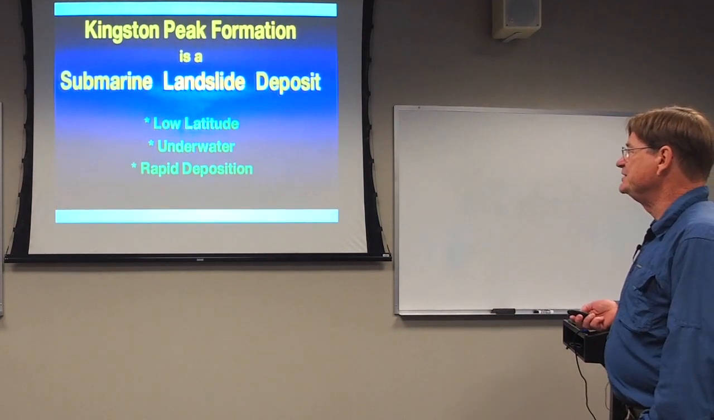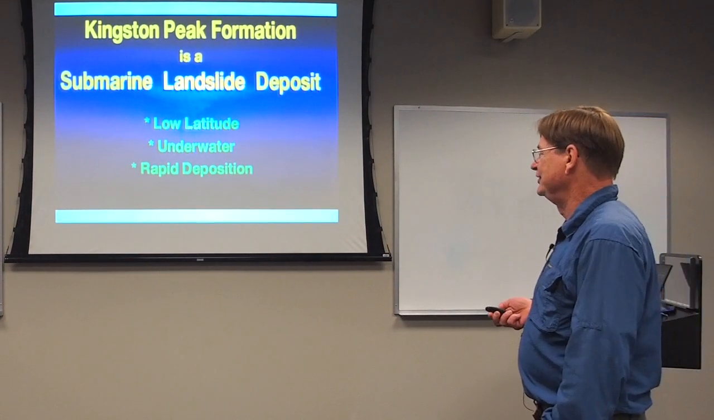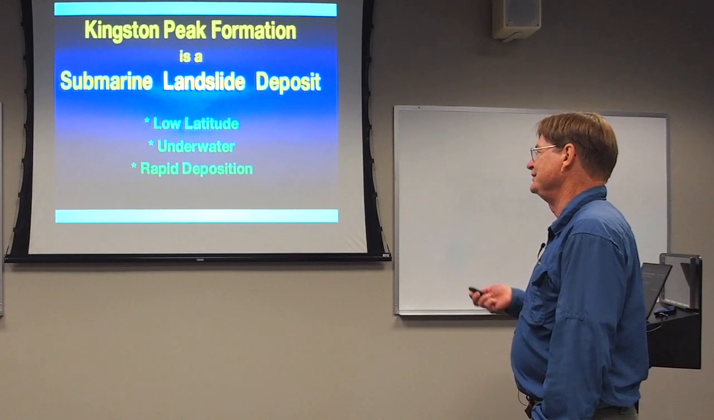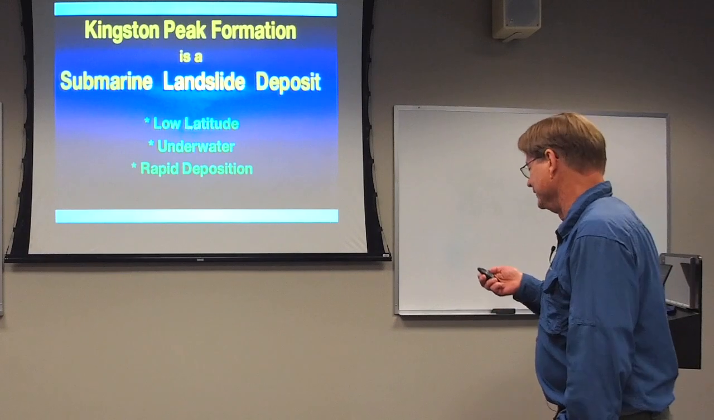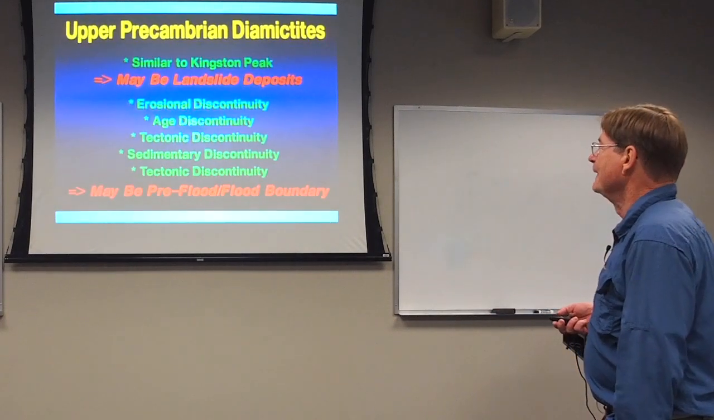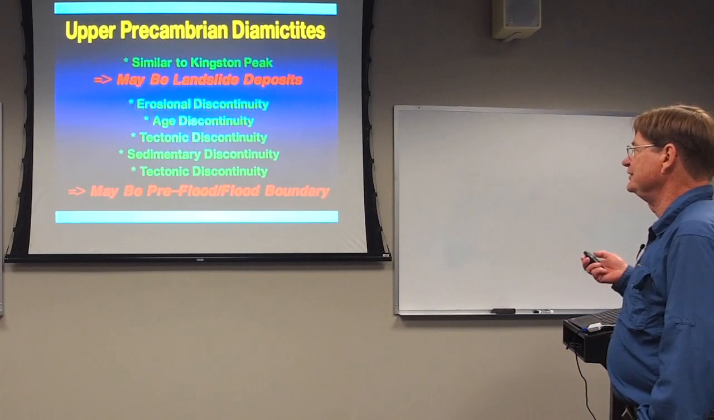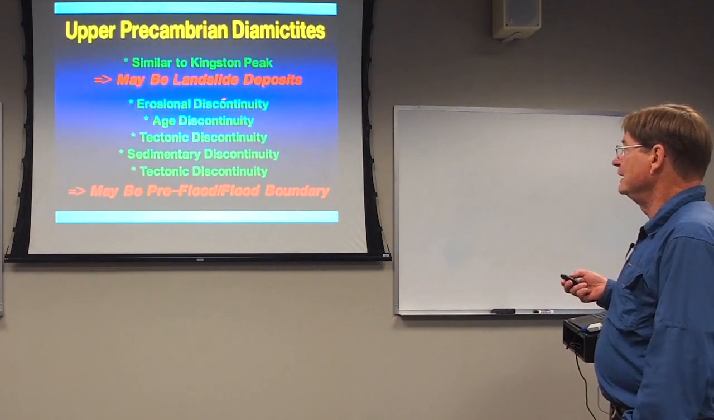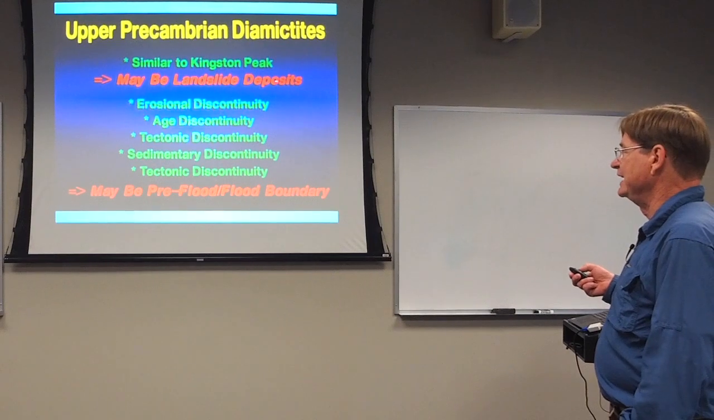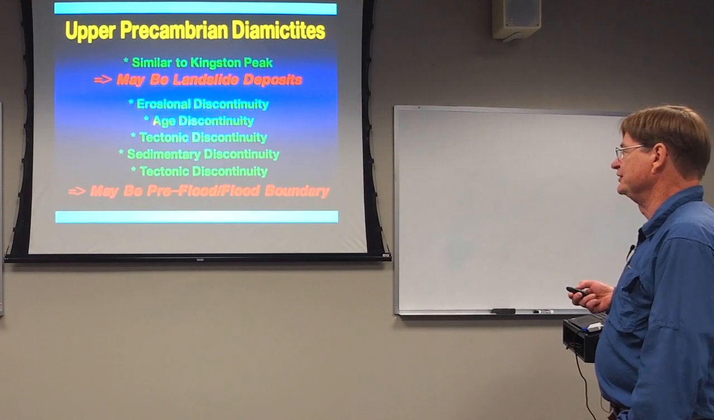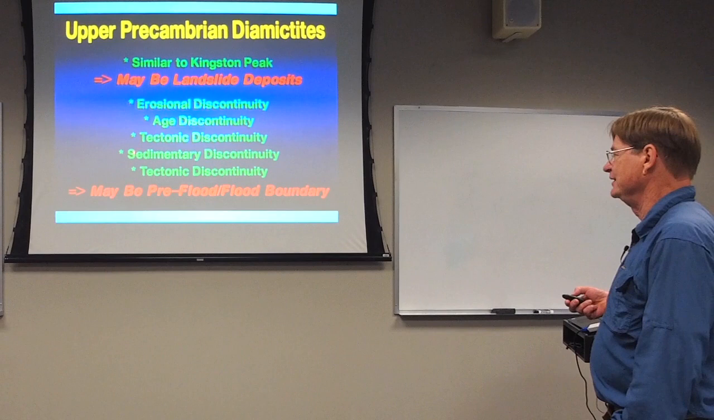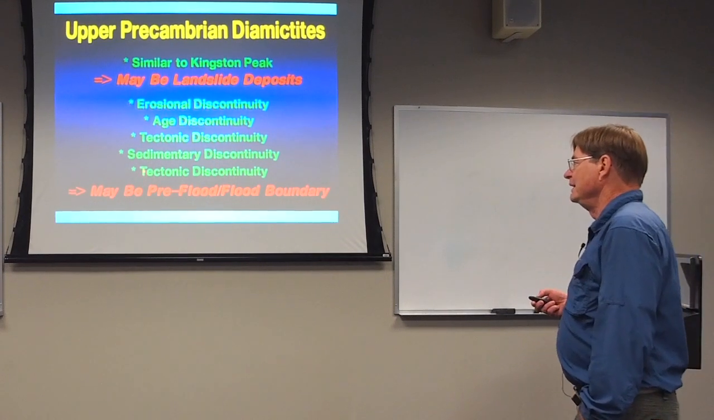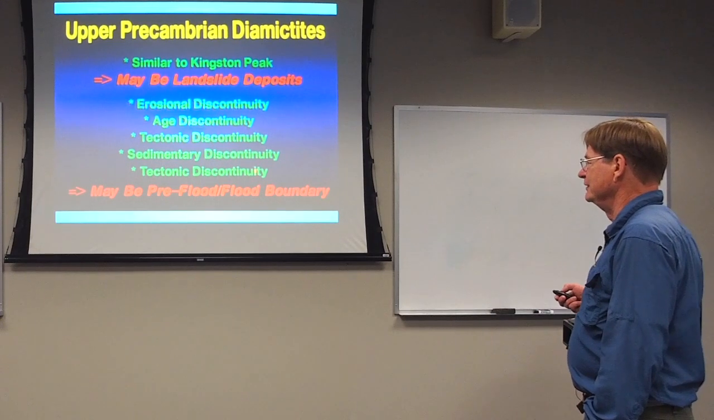So Kingston Peak Formation is a submarine landslide deposit. It's underwater, rapid deposition. Oh man, it's not a glacial deposit like some have said. The upper Precambrian diamictites, similar to Kingston Peak, maybe landslide deposits. So that's erosional discontinuity, age discontinuity, tectonic discontinuity, sedimentary discontinuity, and that should be paleontologic discontinuity.